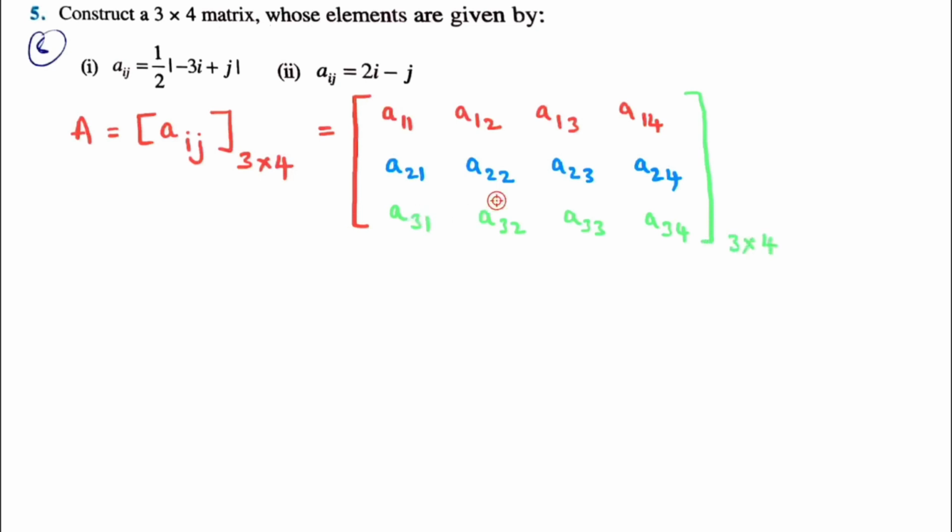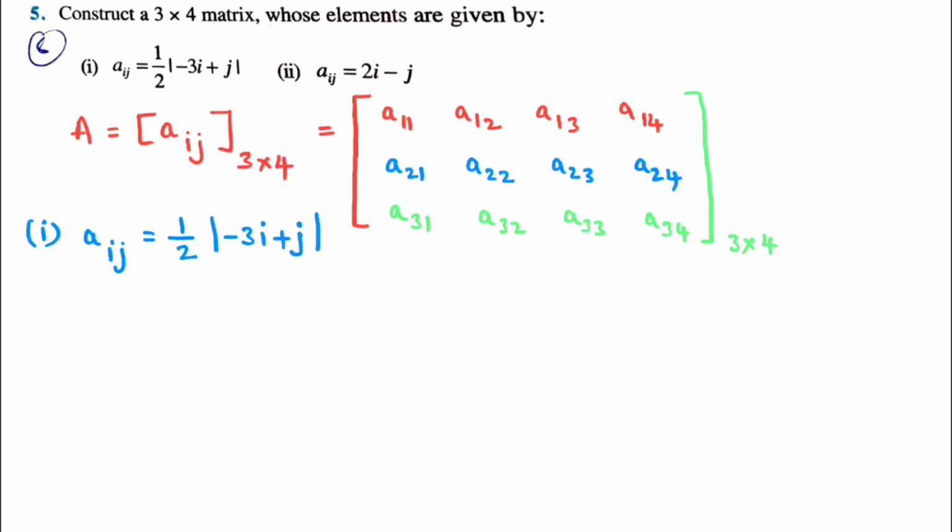So what to do? Now you need to find A11 value, A12 value, A13 value, A22 value. All these values you need to calculate by using the given information. I'll do the first bit here. I want you to try the second bit. Okay, let me do the first bit. Okay, what they have given related to A: in the first bit, they have given Aij is equal to 1 by 2 into modulus of minus 3i plus j. This is what they have given.